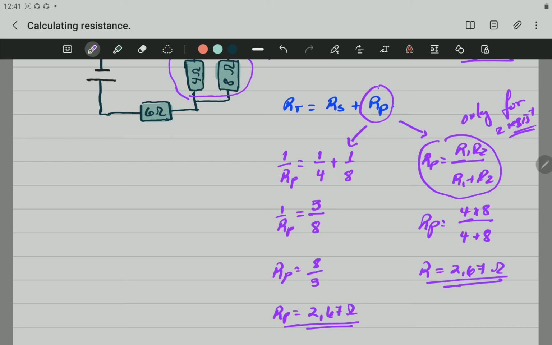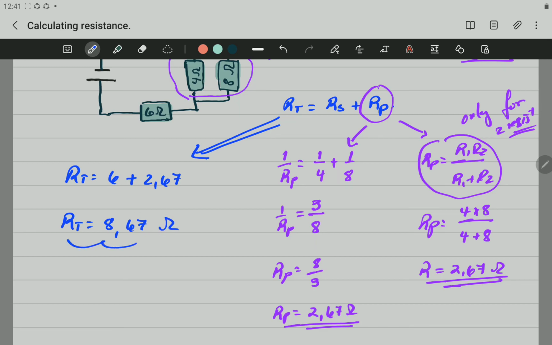So what is the final answer? For the final answer, we have to come back here. Remember, Rt is equal to 6 plus Rp, which is equal to 2.67. So our total is equal to 8.67 ohm. This is the question, this is the answer.